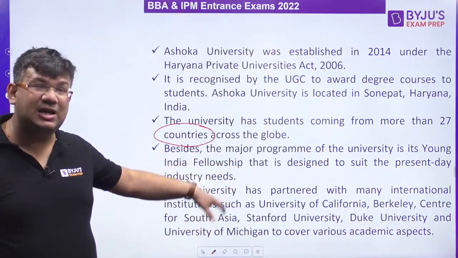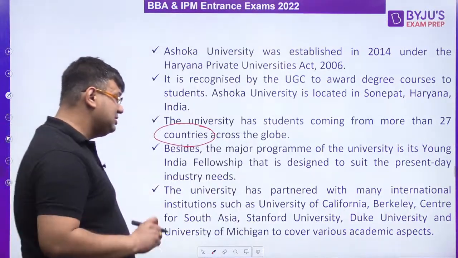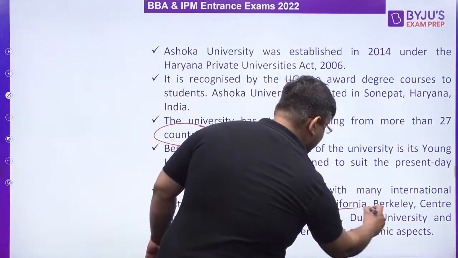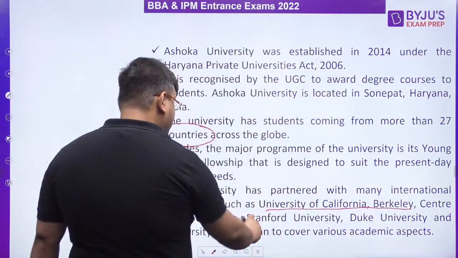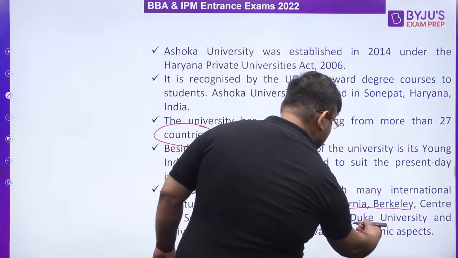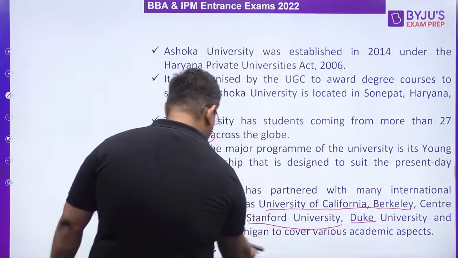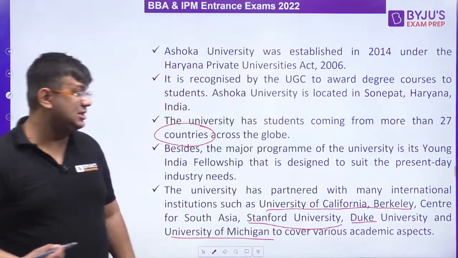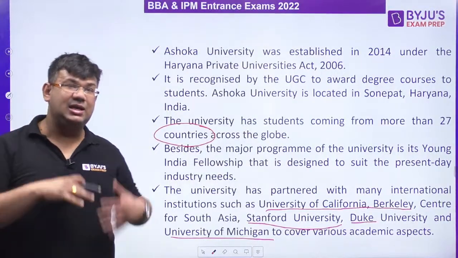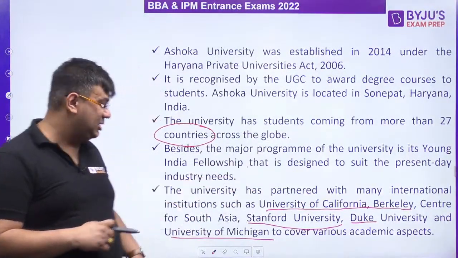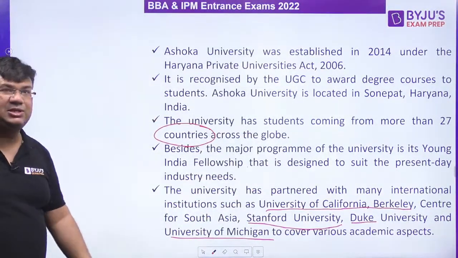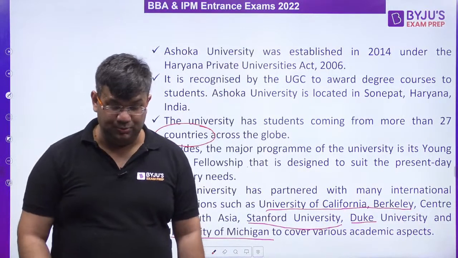ये जिस तरीके से लिखा है काफ़ी confusing है. मैं आपको universities के नाम बता देता हूँ. ये है पहला, ठीक है. दूसरा है स्टैनफोर्ड, तीसरा है ड्यूक और चौथा है यूनिवर्सिटी ऑफ मिशिगन. ये 4 यूनिवर्सिटीज़ है जिनके साथ ये कनेक्टेड है. ये देखकर थोड़ा सा ऑड लगेगा, बट दिस इज प्रीटी मच हाउ इट वर्क्स. एक बार देख लीजिए, उसके बाद मैं आगे बढ़ता हूँ.